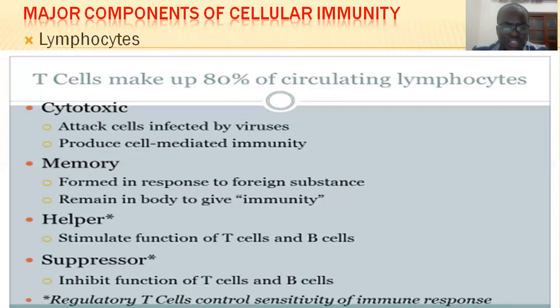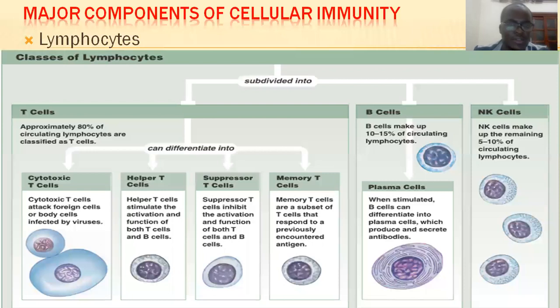So they are regulatory T cells that control the sensitivity of the immune response. Otherwise, if this sensitivity is not controlled, it can result in autoimmune diseases, whereby your own immune system starts attacking your own cells. You have produced and activated most of these lymphocytes, but there is no pathogen. So what happens? You find that these cells can start attacking your own cells. So you don't want that to happen. So you have the suppressor T cells that will suppress the function of other cells.